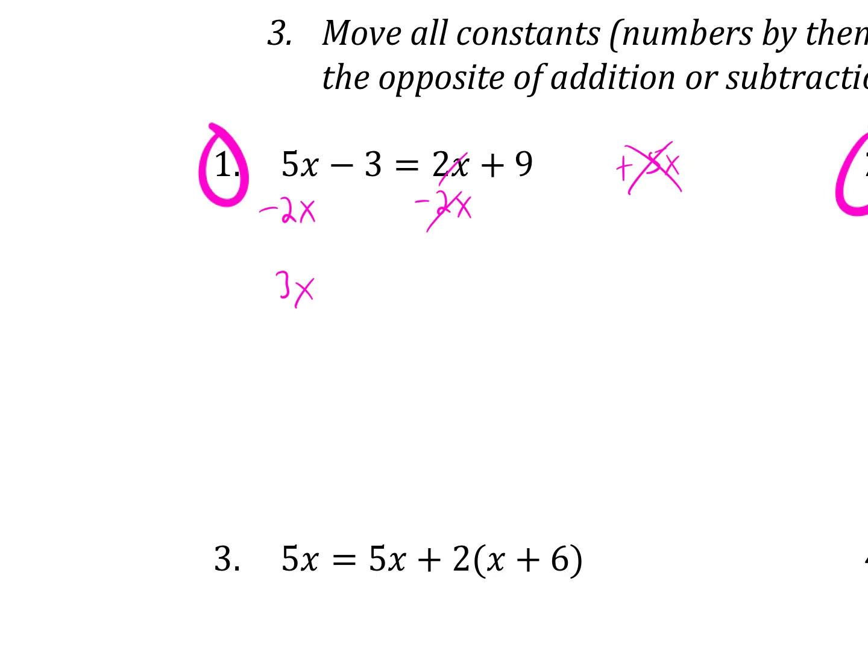3x. So we got 3x minus 3 equals 9. Okay, now we're back to our normal kind of solving equations here, right? So all the variables are on one side. We got to get rid of that negative 3. How do we undo subtracting 3? I'm going to add 3 to both sides. And then what's 9 plus 3 going to be? It's going to be 12. Last time, divide by 3. We get x equals 4.